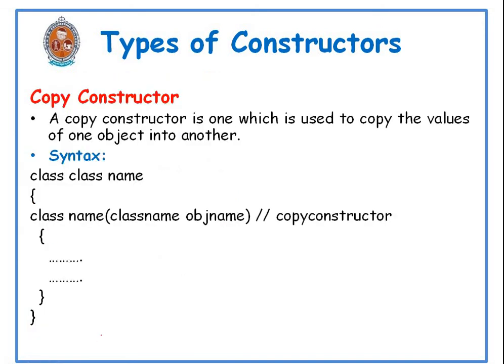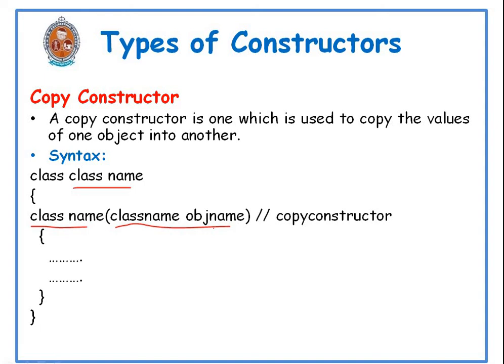Coming to the copy constructor, a copy constructor is one which is used to copy the values of one object into another. So in order to copy the values of one object into another object, we need to go for the concept of copy constructor. Here also the copy constructor name is the same as the class name, but here the copy constructor takes the parameter as an object name, whereas a parameterized constructor takes the parameters as ordinary variables. The copy constructor takes the parameters as object reference. That is the difference between a parameterized constructor and a copy constructor.